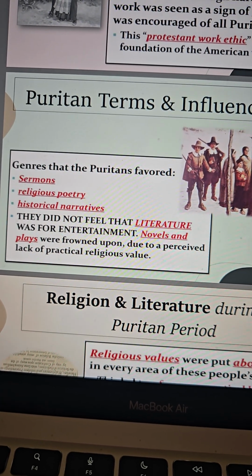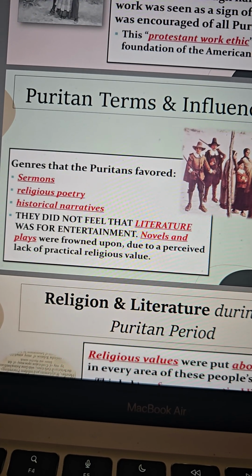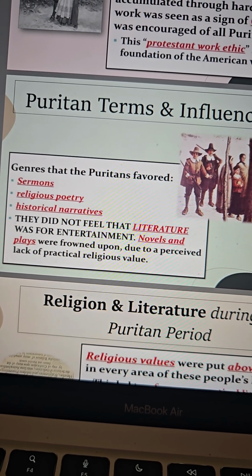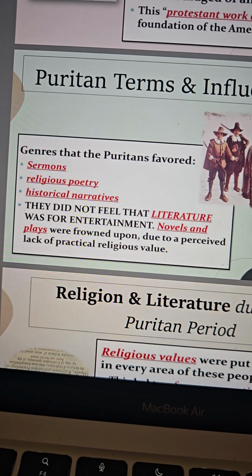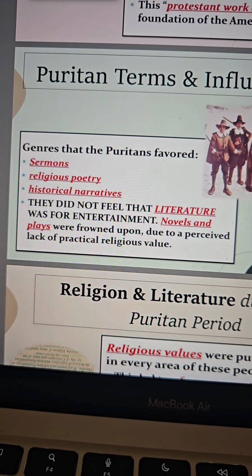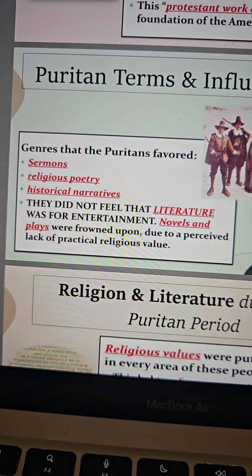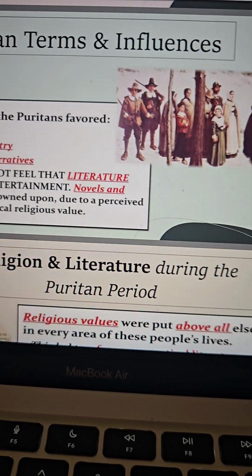And we also understand that during this time, they looked at certain genres that appeared in their work, some of them that you've already read in week 1, such as diaries and excerpts. We look at sermons, religious poetry, historical narratives. They did not feel that literature was for entertainment. However, novels and plays were frowned upon due to perceived lack of practical religious value.